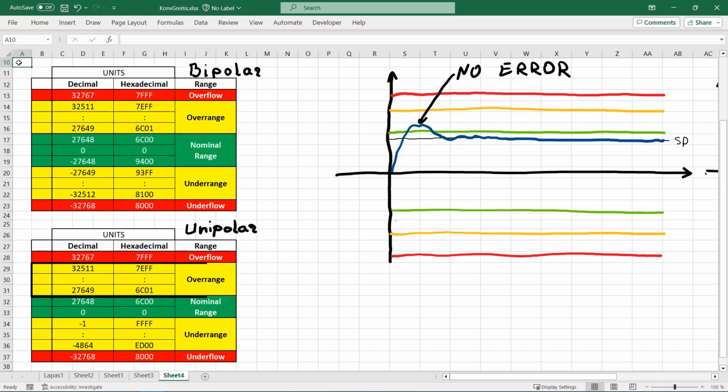Everything between 27,649 and 32,511 is overrange. And everything between 32,512 and 32,767 is overflow.